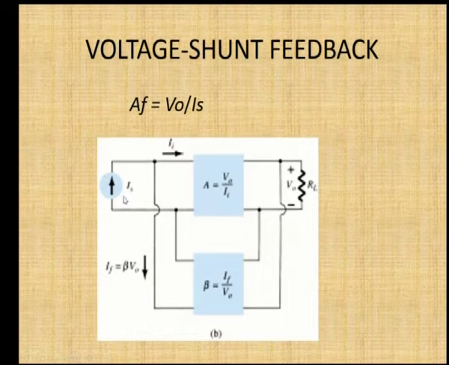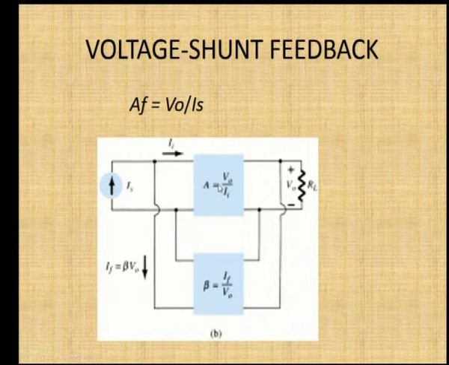So the input here is Is, and the output of the feedback network is If. So the effective signal is considered as Ii. Ii is the actual signal given to this amplifier, and the output of the amplifier is V out, V naught, and this voltage is fed back as the input to the feedback network. So the gain of the feedback network is output by input. The feedback output is If divided by the input, which is the amplifier output, that is V naught.